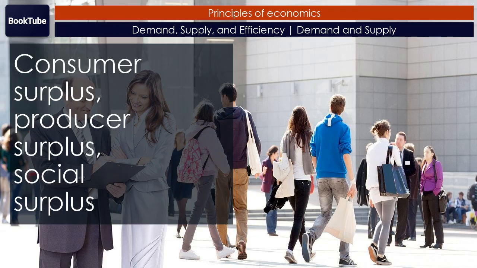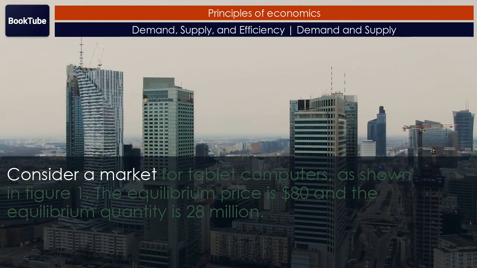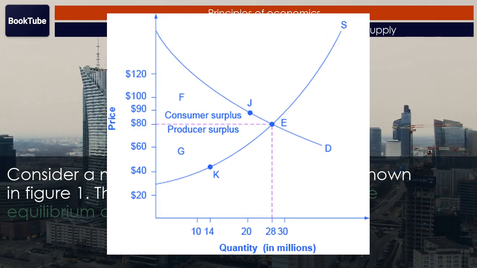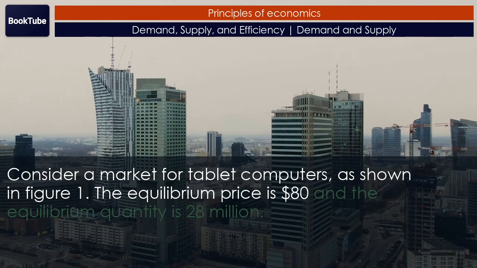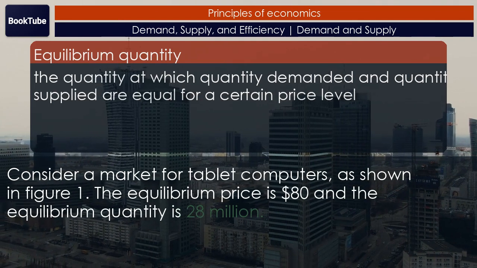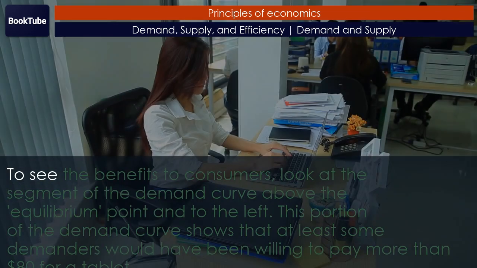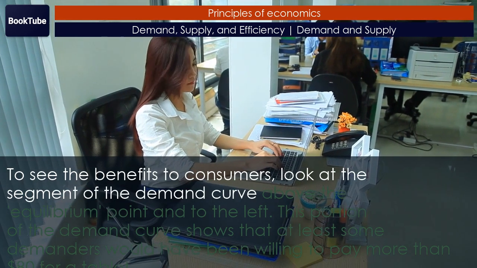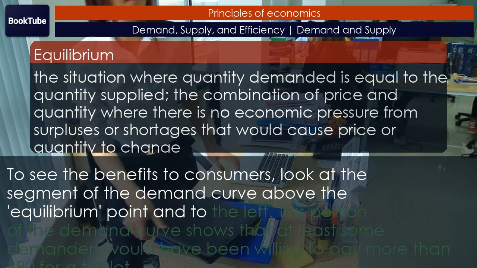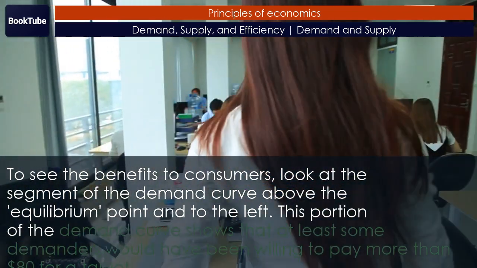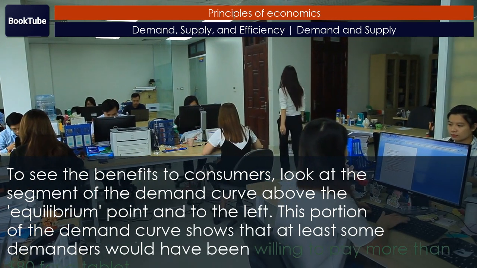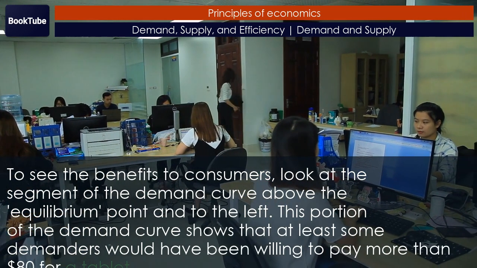Consumer surplus, producer surplus, social surplus. Consider a market for tablet computers. As shown in Figure 1, the equilibrium price is $80 and the equilibrium quantity is 28 million. To see the benefits to consumers, look at the segment of the demand curve above the equilibrium point and to the left. This portion of the demand curve shows that at least some demanders would have been willing to pay more than $80 for a tablet.